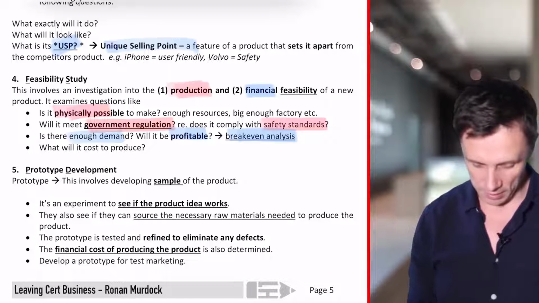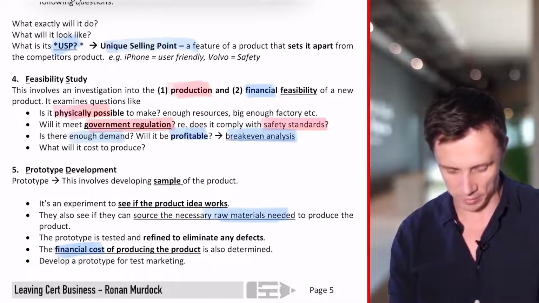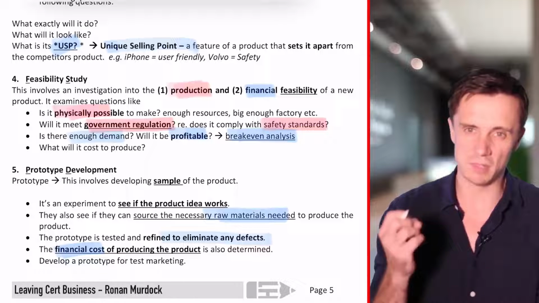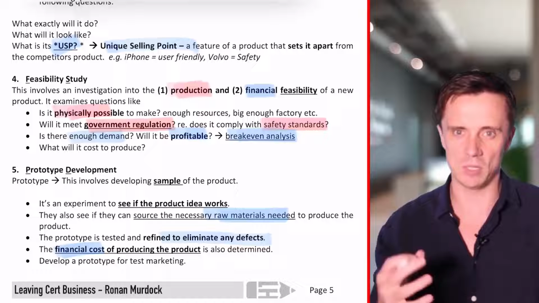So make sure to mark them in. They have an idea of the financial cost. They know that they can source the raw materials. And also what they can do now as well is they can eliminate any defects in the product. Like let's say straight away if they developed it and the battery wasn't working, well then they can fix that and they can keep doing that.